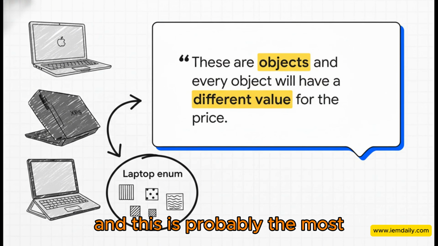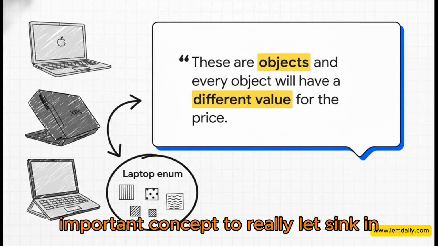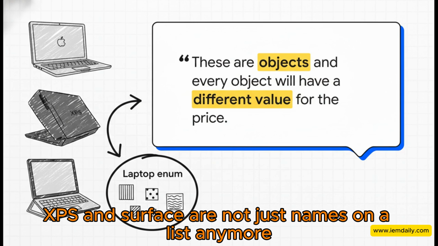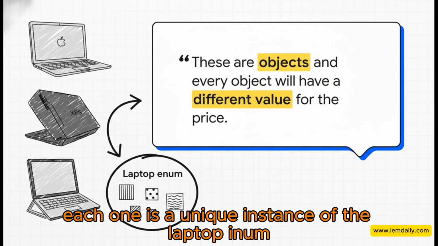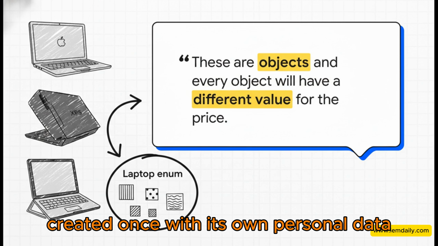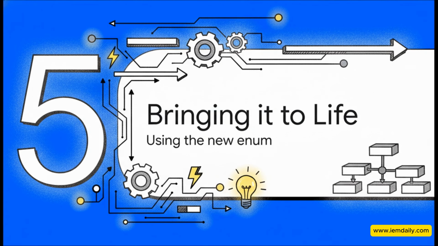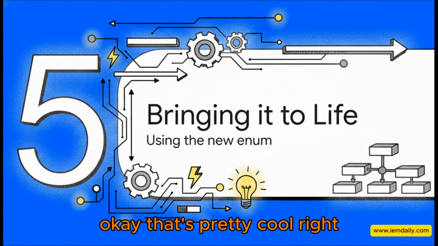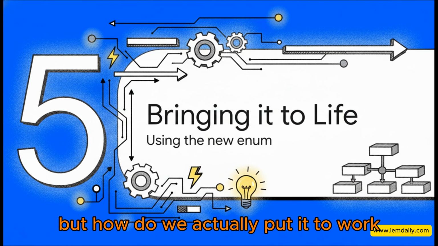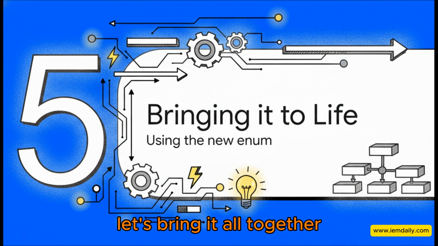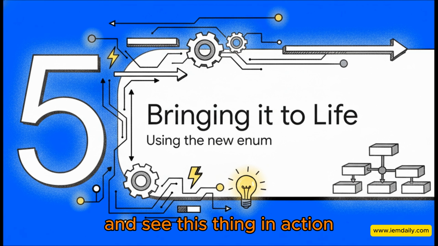And this is probably the most important concept to really let sink in. MACBOOK, XPS, and SURFACE are not just names on a list anymore. They are distinct, fully fledged objects. Each one is a unique instance of the Laptop enum, created once with its own personal data. Okay, that's pretty cool, right? We've built this awesome stateful enum, but how do we actually put it to work? Let's bring it all together and see this thing in action.